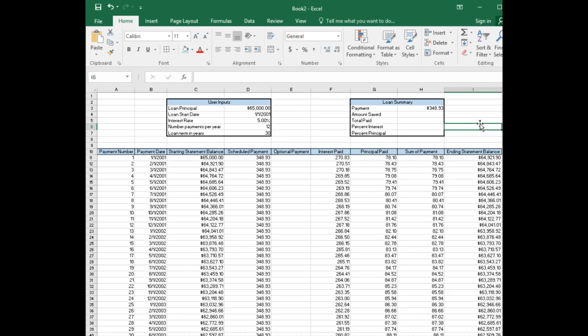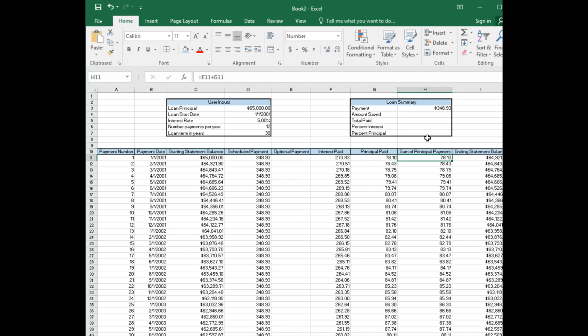Okay, so now we're ready to put on the finishing touches of our Excel spreadsheet. Before we do so, I recognize that the sum of payment really isn't properly named. This really isn't the sum of payment, but rather the sum of the principal that's being paid. So let's call this the sum of principal payment. And what that will do for us, let me widen this column a little bit.